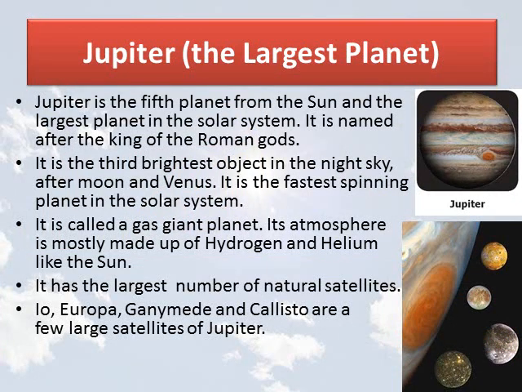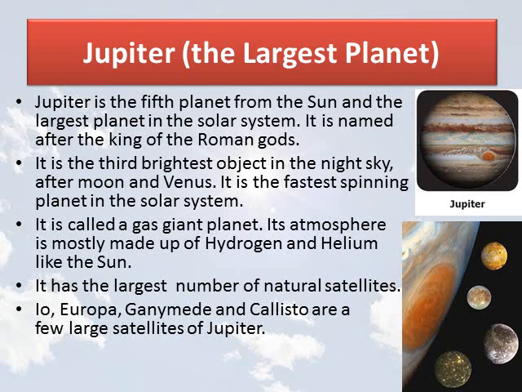Now children, let us move on to Jupiter, which is the largest planet in the solar system. Jupiter is the fifth planet from the Sun. It is named after the king of the Roman gods. It is the third brightest object in the night sky after Moon and Venus. It is the fastest spinning planet in the solar system. So it is the largest one as well as the fastest spinning planet. It is called a gas giant planet. Its atmosphere is mostly made up of hydrogen and helium like that of the Sun.